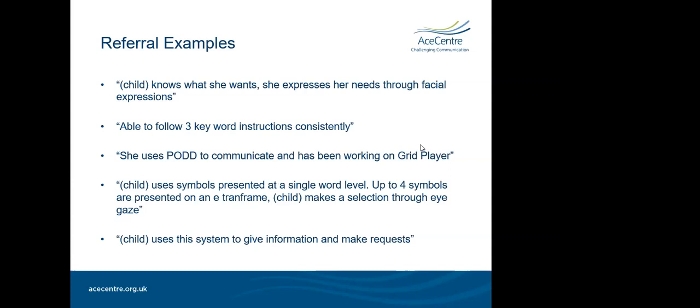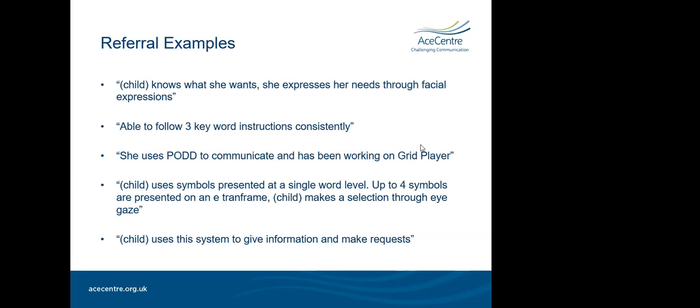And with what are they doing it? So on the screen here, you can see some examples of things that we often see written into our referral forms. For example, the child knows what she wants and she expresses her needs through facial expressions. Although that's accurate and true, it doesn't tell us an awful lot about the range of different things that she might be doing. When it says she expresses her needs, what type of things is she expressing, and how are her communication partners perceiving those attempts? And is that a consistent interpretation across multiple communication partners? So lots of questions, even though that's quite an accurate statement in terms of the referral form.